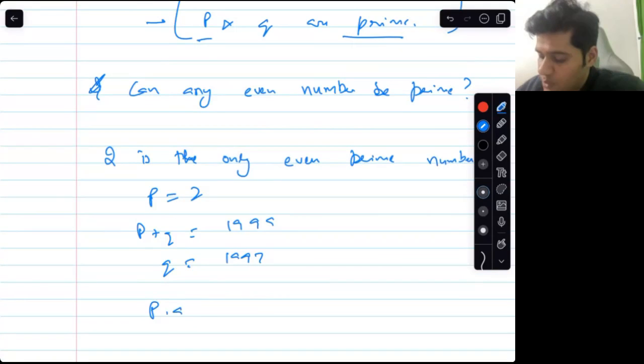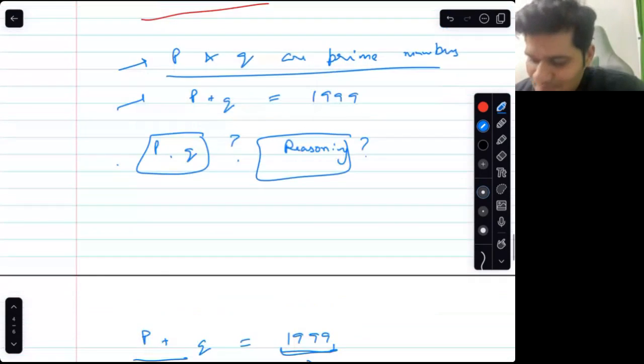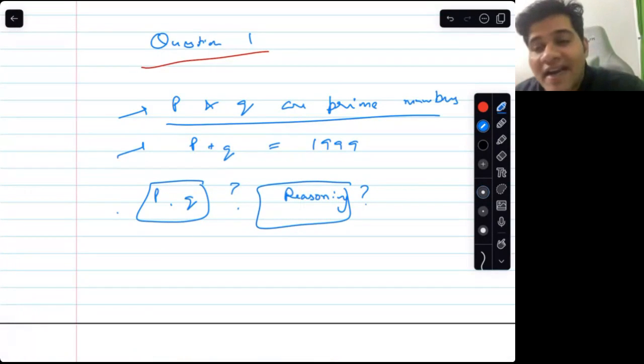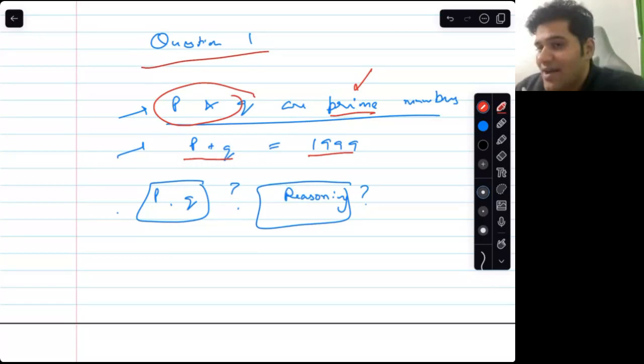And you were supposed to tell me the answer of P into Q, so that is 2 into 1997, so 3994. Is the reasoning clear? Do you see the cleverness behind the question? The question setter had played a clever trick. He showed you one data, that P and Q are prime. He never showed you the other thing, that P plus Q is equal to an odd number, which implies one of them is odd and one of them is even, and the only even prime number is 2. So one of them is 2, the other one is 1997, so we get the product 3994.